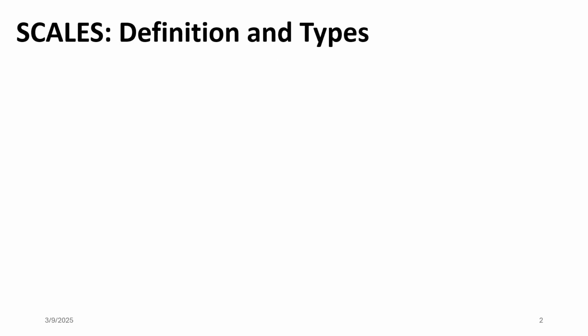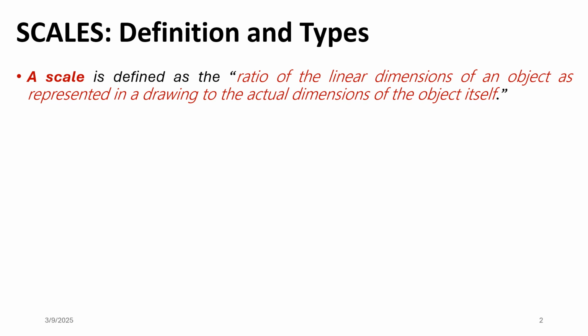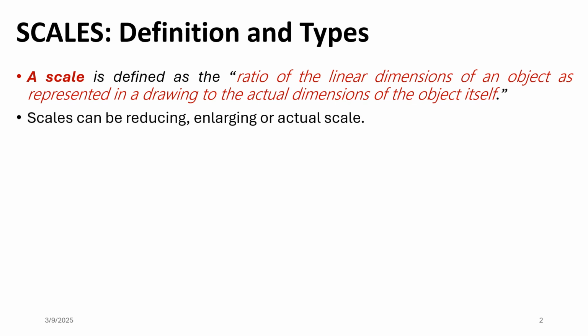So, first of all, what is a scale? Its definition and types. A scale is defined as the ratio of the linear dimensions of an object as represented in a drawing to the actual dimensions of the object itself. Scales can be reducing, enlarging, or actual scale.